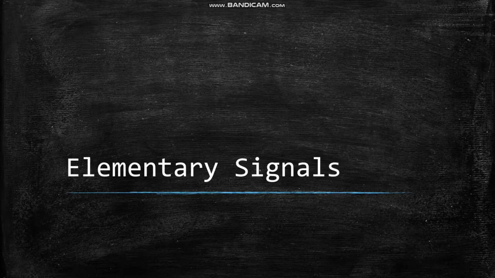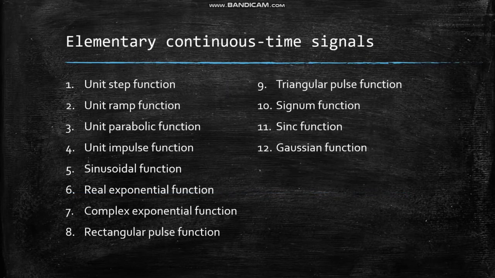Hello all, welcome to the session on elementary signals. Elementary signals or standard signals serve as a basic building block for the construction of more complex signals. They are the primary constituents of signals and systems. We already learned that based on the nature and characteristics of signals in the time domain, they are classified into two: continuous time signals and discrete time signals. These elementary signals can also be represented as continuous time and discrete time signals.